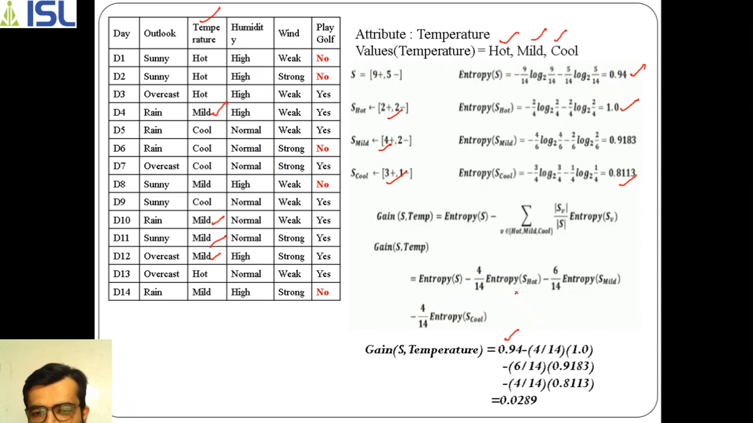4 by 14 means how many hot are there here? 4 hot are there: 1, 2, 3 and 4. So 4 by 14 into entropy of S hot, which is 1.0. Here we calculated the same thing as 6 by 14, 6 mild are there and 4 cool are there. So after substituting the values, you will get 0.0289. So this is how the information gain for temperature is calculated.